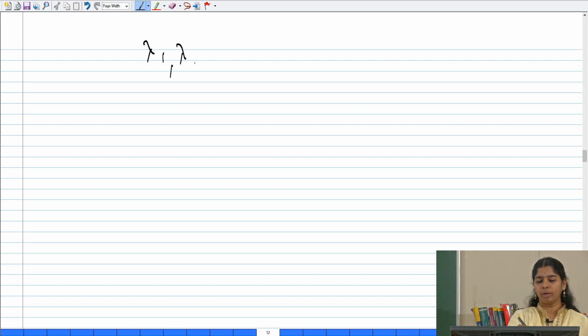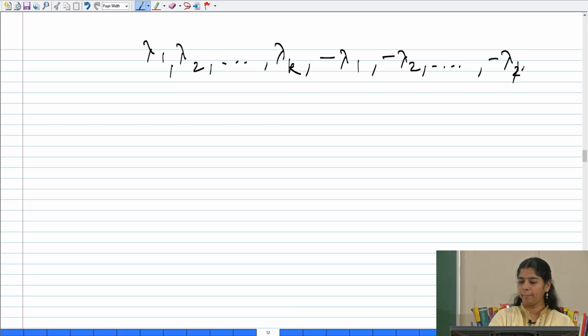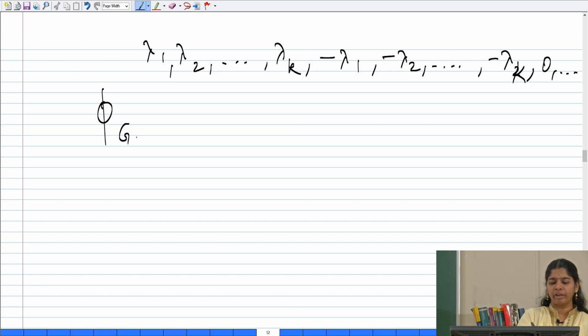Suppose we have lambda 1, lambda 2, up to lambda k, these are the distinct eigenvalues, or they may be with multiplicity, we will just list them all. Correspondingly we will also have minus lambda 1, minus lambda 2 and so on, minus lambda k. After this, if n minus 2k is 0, then there are no 0 eigenvalues; if it is not, then you may have certain 0 eigenvalues. Having this in hand, what is the question that we want to show? We want to prove that the characteristic polynomial satisfies a certain thing. So if I want to write this as a characteristic polynomial, how will I write it? What will be my phi G of lambda?